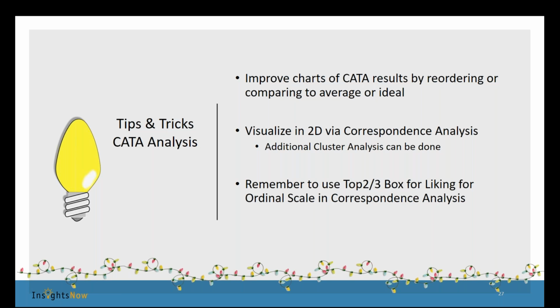All right, now, a couple tips and tricks, just to reiterate what we just went through. Reordering or comparing to an average or an ideal or a control product is great. Simple visualizations with correspondence analysis and adding in either cluster analysis or some other very simple techniques for looking at patterns. And then remembering to convert scale data to category data by taking top 2 box, top 3 box scores and being able to overlay that on the grid as well. Really simple way to see some patterns very quickly.